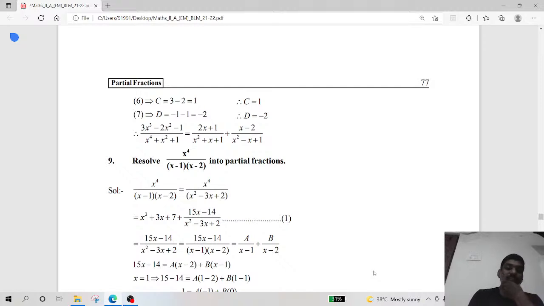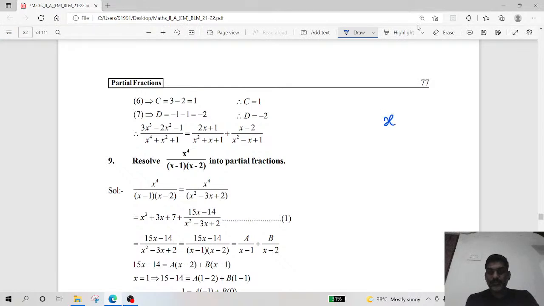An improper fraction can be converted into a proper fraction. So what we have to do further is divide x to the power of 4 by x square minus 3x plus 2. So what do you get here? x power 4 is there, here x square is there, so we require x square here.